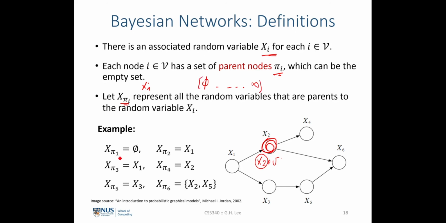An example here would be the random variable x1, which has no parents. Hence, the parent here we denote as a null set. Another example is x4. Its parents, the ones with an arrow pointing towards x4, are only x2. Hence, x2 is the parent of x4. And we further consider x6. We can see that there are two arrows pointing towards x6 from x2 and x5. What this means is that both x2 and x5 are parents of x6.